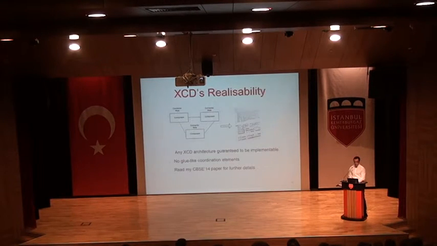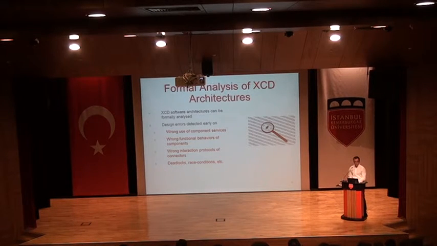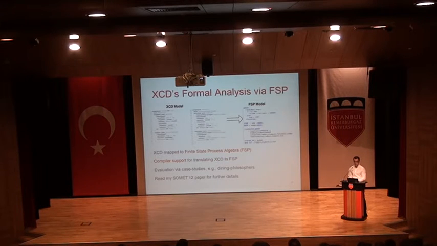Yeah? So realizability, we already handled realizability in XCD. We guarantee realizable specification. So any architecture specification described using XCD is guaranteed to be implemented in the same way it is specified. If you need further information, there's a paper that describes how we ensure realizability. Another important thing is that XCD supports formal analysis automatically. So you can analyze your XCD architectures automatically. By doing so, you can identify a number of design errors, which I listed here, such as wrong use of component services, wrong functional behaviors of components, wrong interaction protocols of connectors, and so on and so forth.